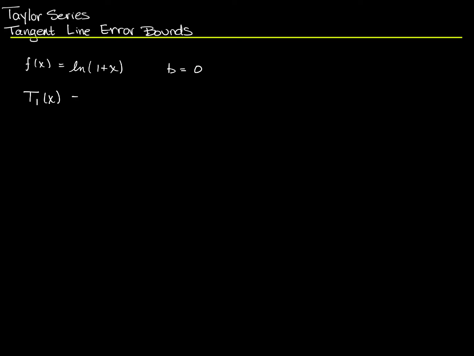Well, the Taylor polynomial in this case is just the linear approximation, and we know that that's going to be f of b plus f prime of b times x minus b. And we know that b is 0, so we can substitute 0 in there. Get f of 0 plus f prime of 0 times x minus 0.